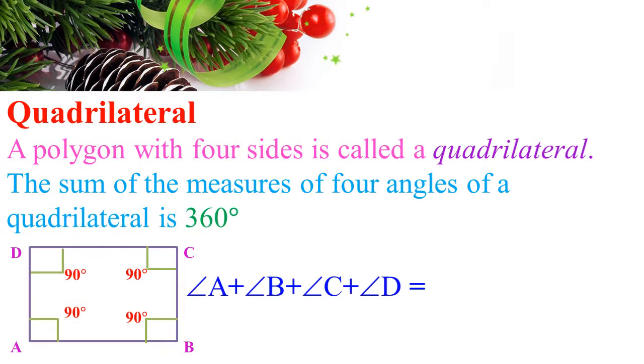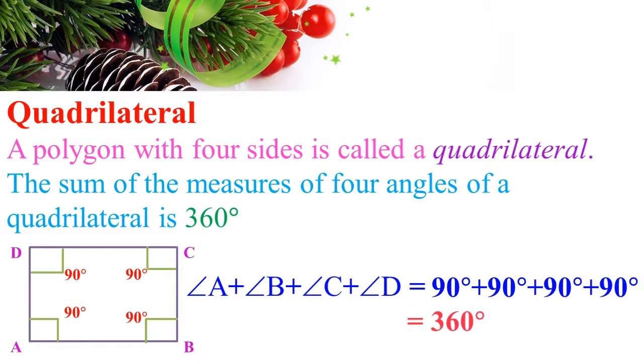Now we have to add the four angles: angle A plus angle B plus angle C plus angle D equals 90 degrees plus 90 degrees plus 90 degrees plus 90 degrees. We add it, we get 360 degrees. This one is an example of a quadrilateral.